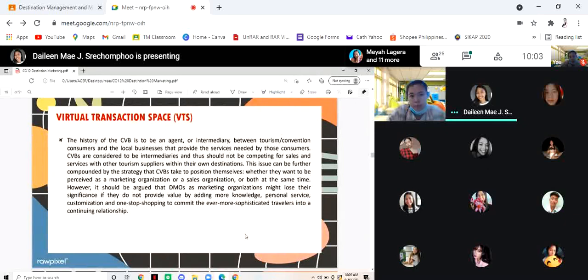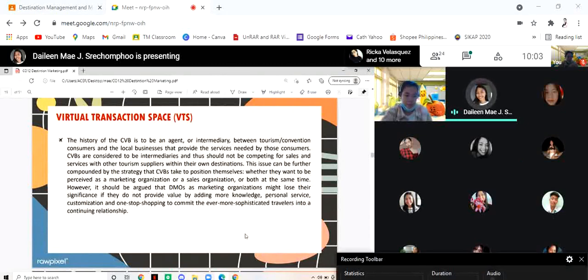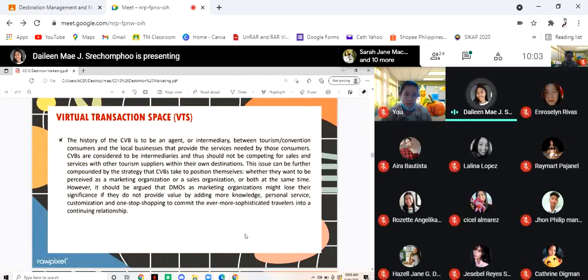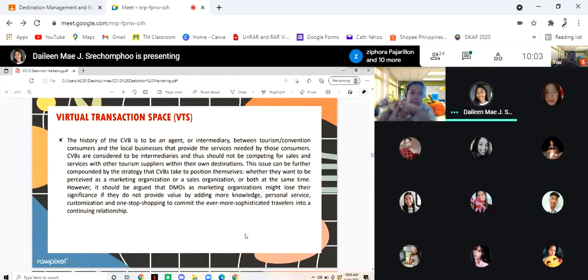So yun nga, sinasabi dito na ano ba daw talaga yung CVB, kung marketing organization ba or sales organization, kasi nga meron na silang virtual transaction space. Pero 'di ba, kapag sa iba pa gagawin yung transaction, hindi na siya convenient dun sa mga consumer. Kaya yung pinush ng DMOs talaga na magkaroon ng virtual transaction space kasi para mas sophisticated yung dating ng kanilang services na binibigay sa travelers para ma-build pa lalo yung relationship na meron na sila.